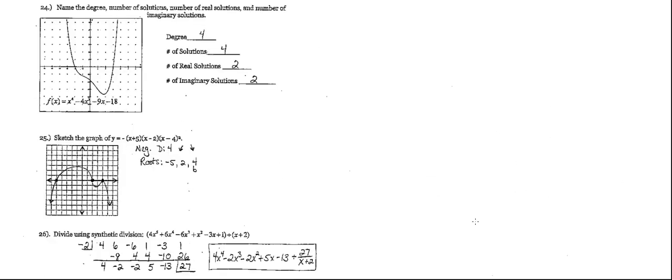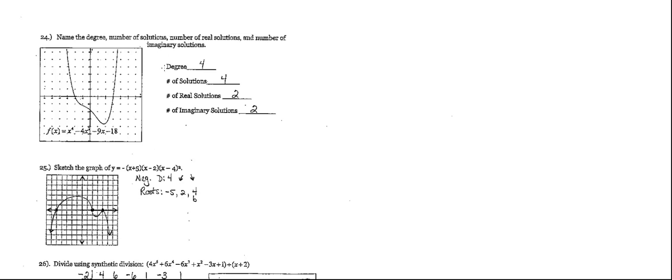Couple more. So name the degree. Well, you should notice that they gave you the function down here, so I can figure out the degree by just looking at this function. You see the degree is 4. The degree always matches the number of solutions. Those should always be the same number. The number of real solutions is 2 because there are 2 x-intercepts and no bounces, so they each count once. And then to figure out the number of imaginaries, you just subtract the number of reals from the total number of solutions.